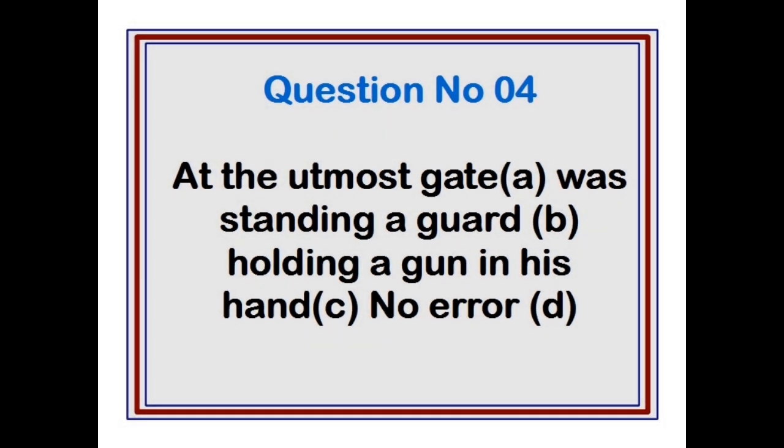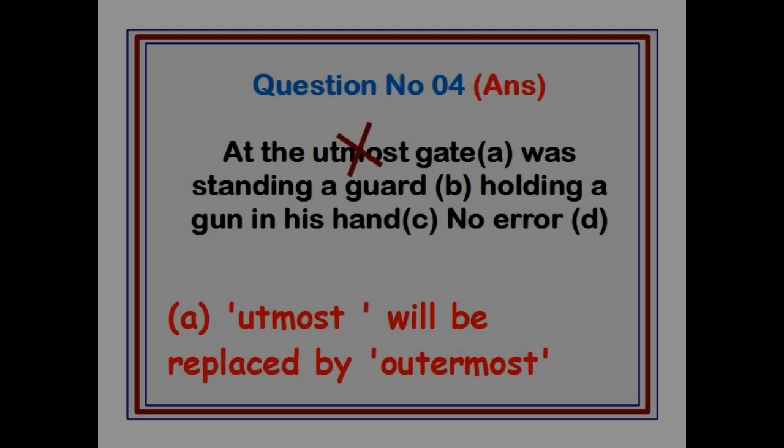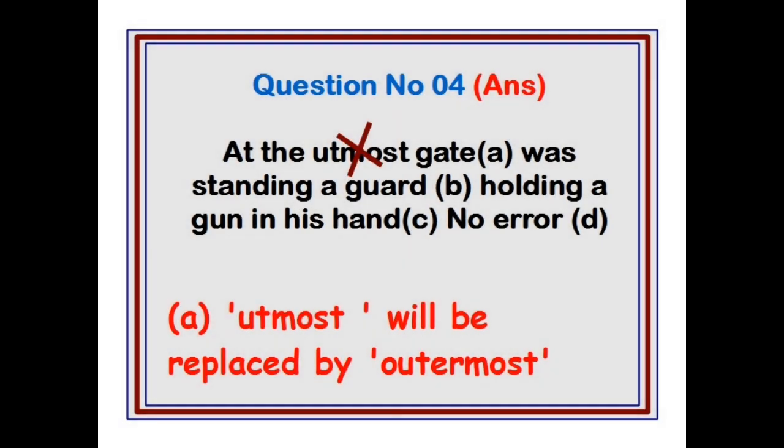At the utmost gate, option A, was standing a guard, option B, holding a gun in his hand, option C, and no error, option D. Now, in this sentence, the adjective is utmost, but it's wrong. Why? Because the comparative degree of out is outer and the superlative degree is outermost. But here the word used is utmost.